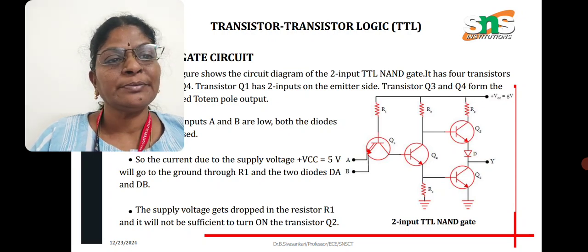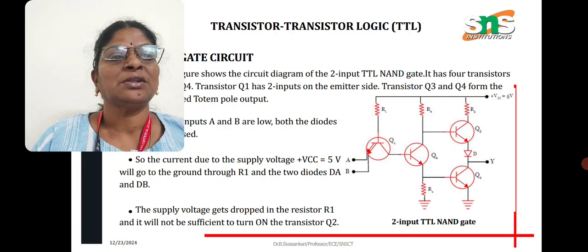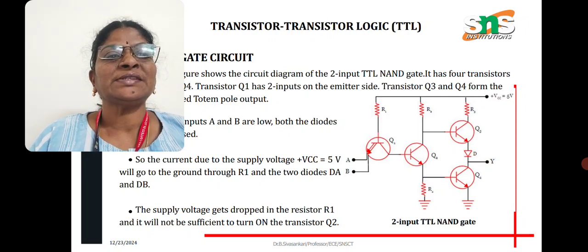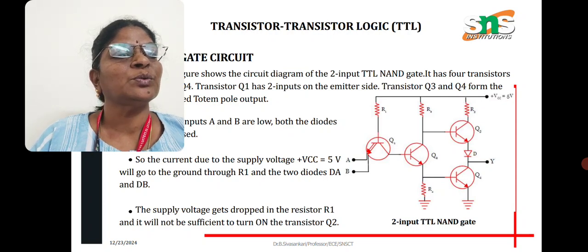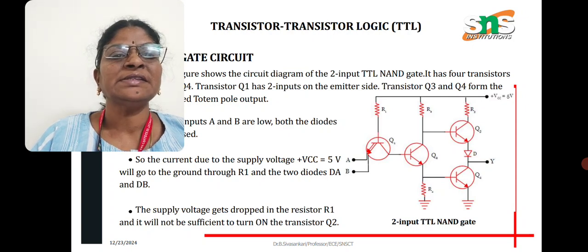That is a 2 input transistor logic NAND gate. We can see the A, B inputs and VCC. Q2 and Q4 are grounded here. The emitter is grounded, and in Q2 a resistance is connected in the ground connection, and in all the transistors a resistance is connected.